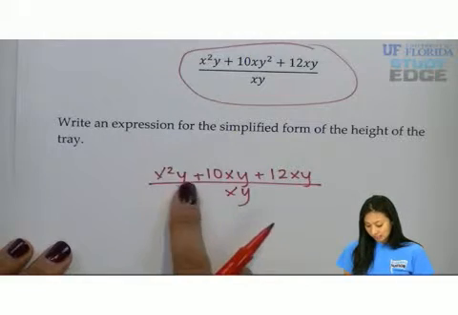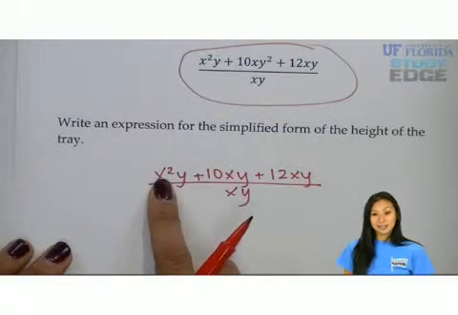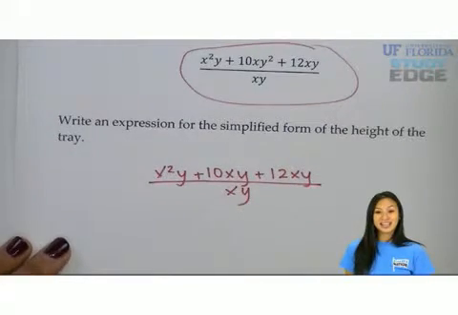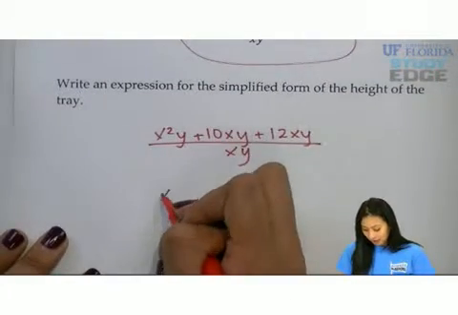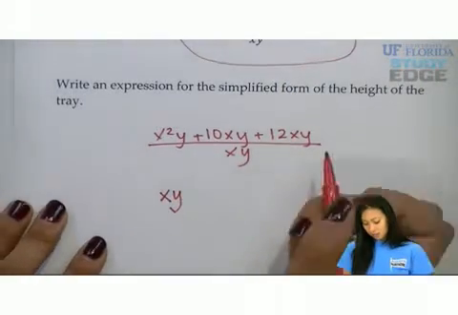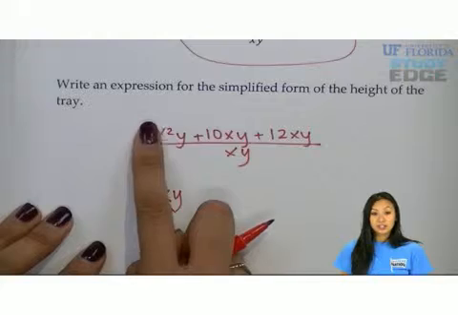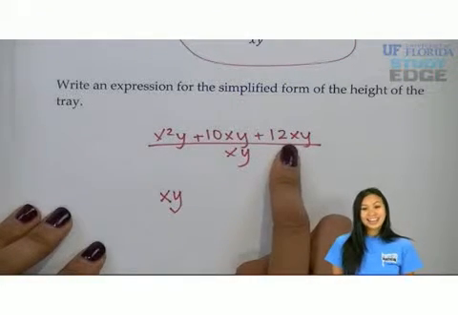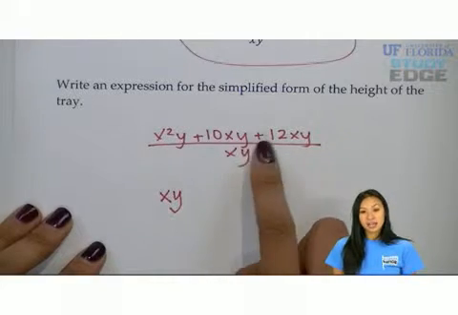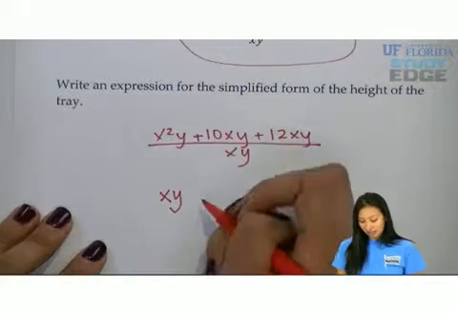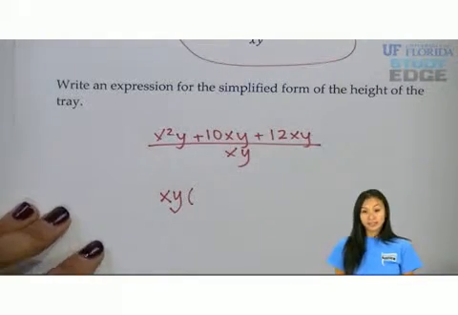I'm going to take, this one has x times x. X squared means x times x, but these don't. They only have one x. I can only take out one x. I'm going to factor out that one x. They all have one y, so I could factor that out. Now, I have the coefficients of that invisible 1, the 10, and the 12. There's nothing that goes into 10, 12, and 1 except for 1, so there's nothing I can factor out there. xy is my common term that I'm going to take out.